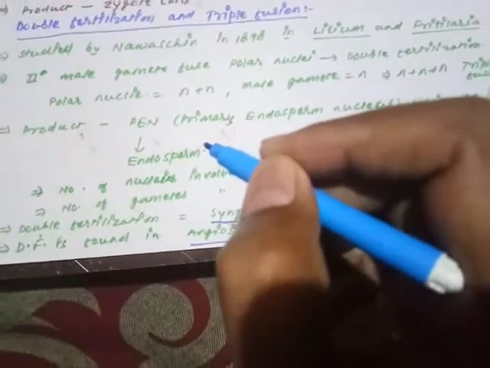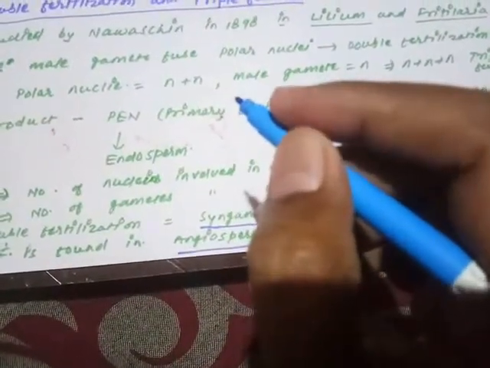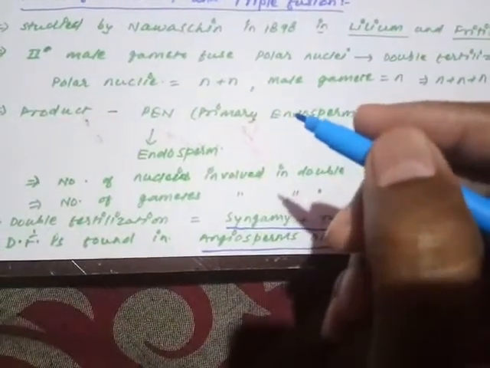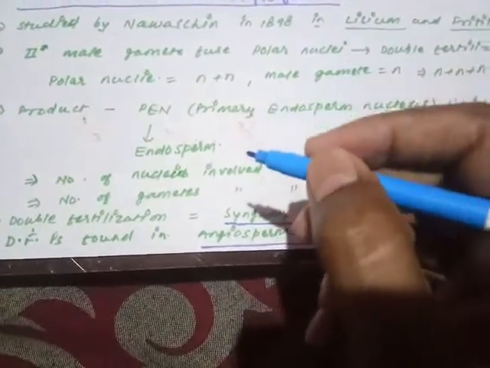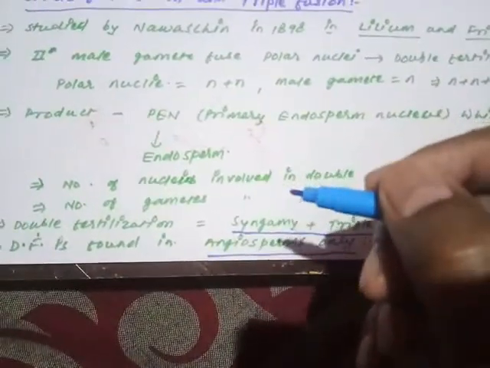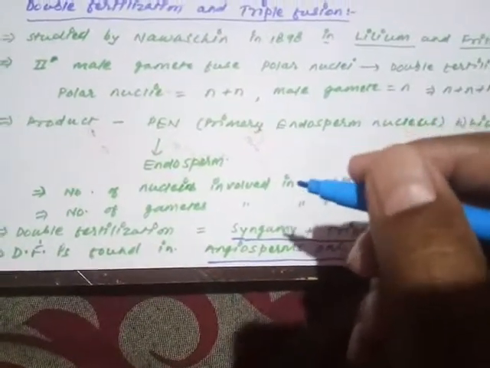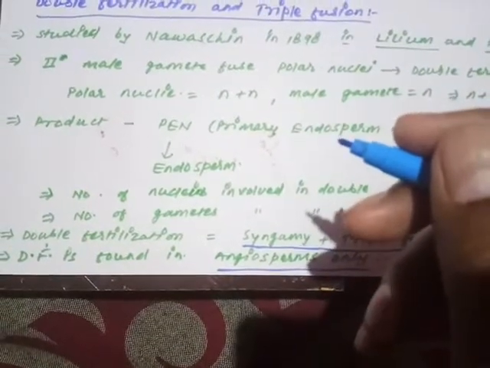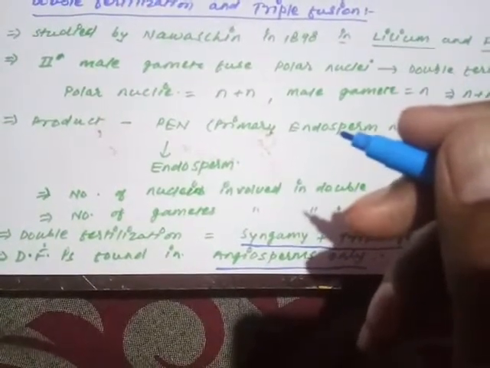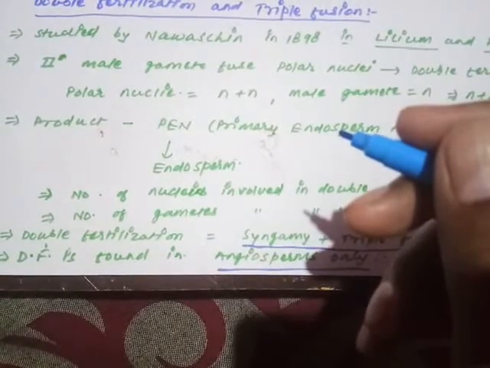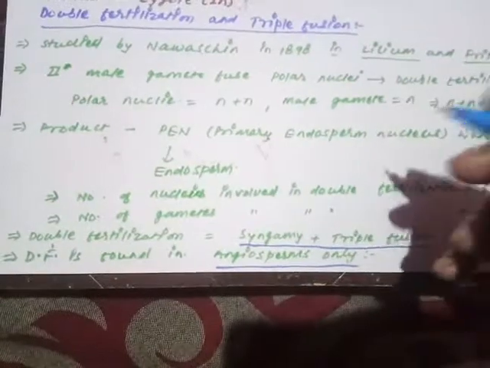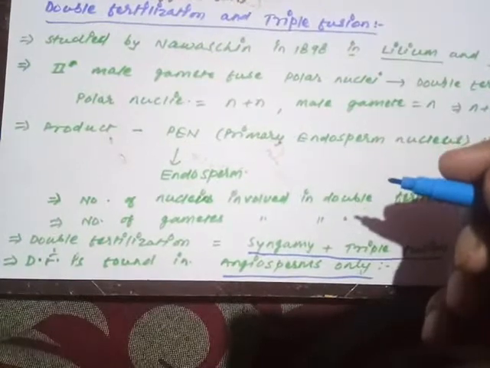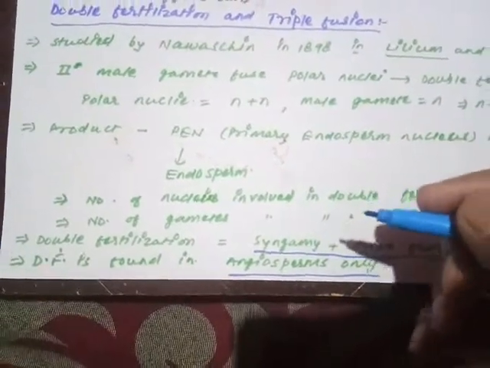The primary endosperm nucleus finally is going to convert into the endosperm. How it forms the endosperm we will discuss separately in the next lecture. And remember my dear child, the endosperm is the source of reserved energy inside the seed, which is going to provide the energy for embryonic development. So this is the reason the second male gamete is produced and consumed in the formation of endosperm. This is the importance of the second male gamete.